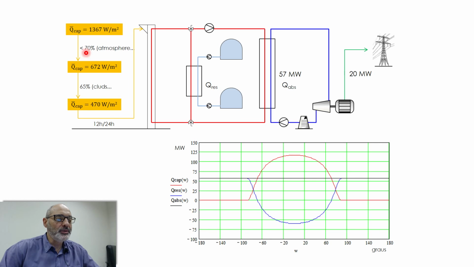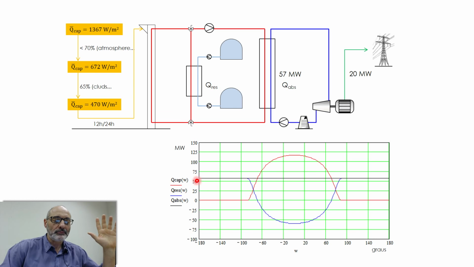We have this amount arriving on the atmosphere. We lose roughly 70%, okay? So we get 672 watts per square meter on the surface. And if we consider clouds, dust, and so on, this means that we are enforcing a capacity factor of 60%. We have 470 watts per square meter with that kind of heliostat in Piauí. Okay. We also have to consider that I only have this amount of energy 12 hours in 24 hours.